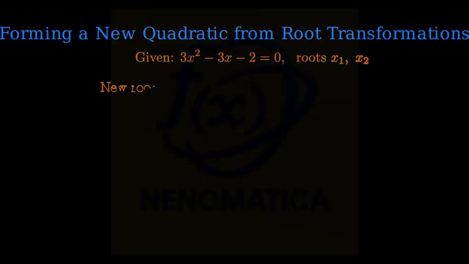In this lesson, we will form a new quadratic equation from an old one using sum and product of roots. The given quadratic is 3x² − 3x − 2 = 0. If x₁ and x₂ are its roots, form the quadratic whose roots are x₁² + x₁x₂ and x₂² + x₁x₂. Step 1 is to recall Vieta's relations.